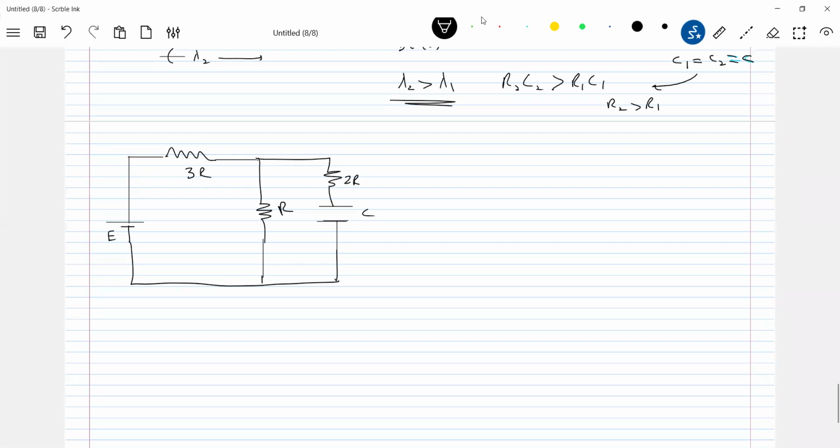Okay, let's begin like this. Let's assume the flow of current. Let the current in this branch be I1. Let the current in the main branch be I. Then the current here will be I minus I1.